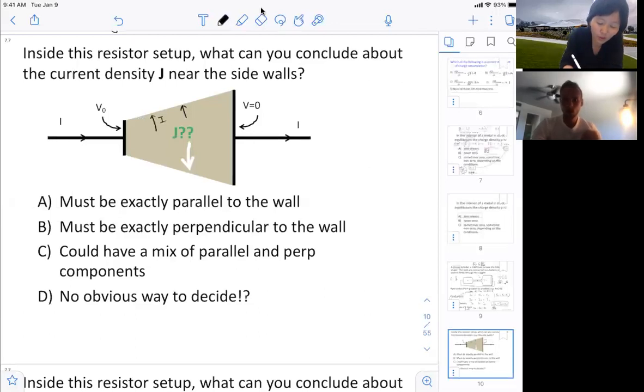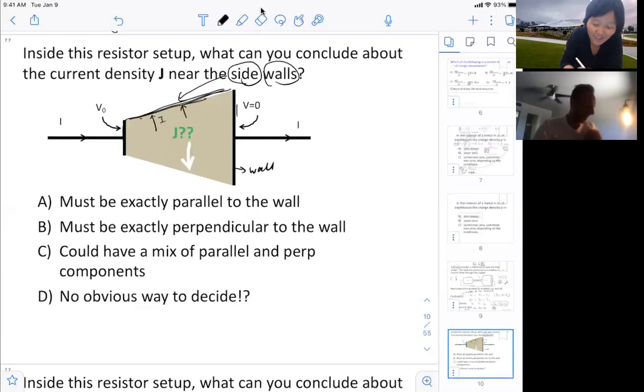Oh, you mean these walls? Yeah. No, the side wall. Are those not the side walls? Oh, those are the end walls. So okay, right, you're right that it's perpendicular to this wall. But what about the sides? So then they're parallel. Okay, they're parallel.